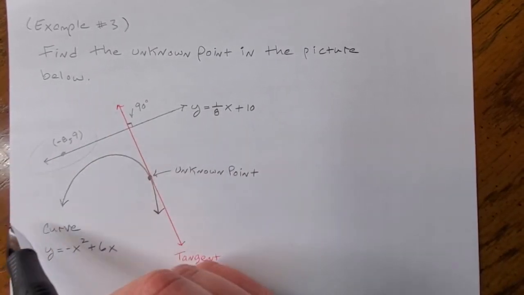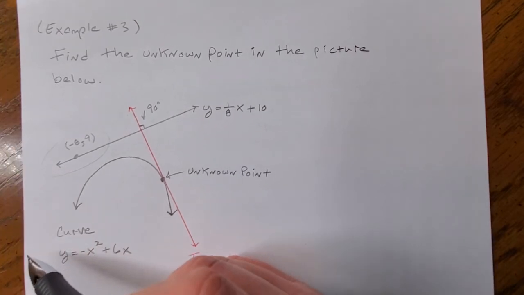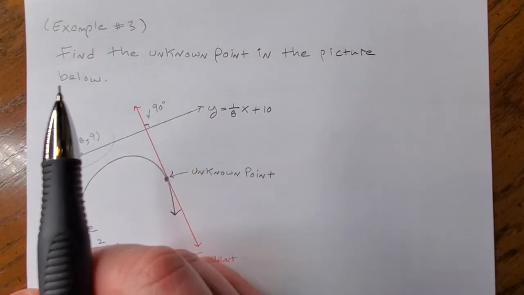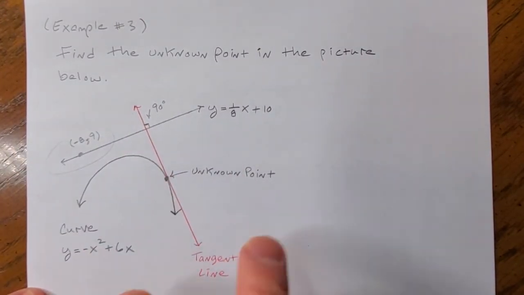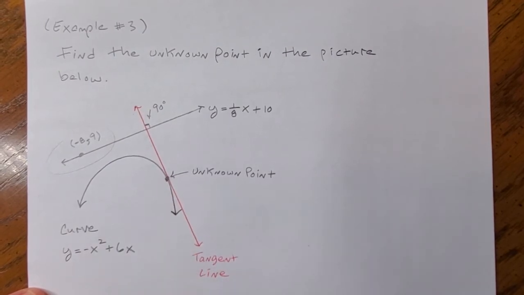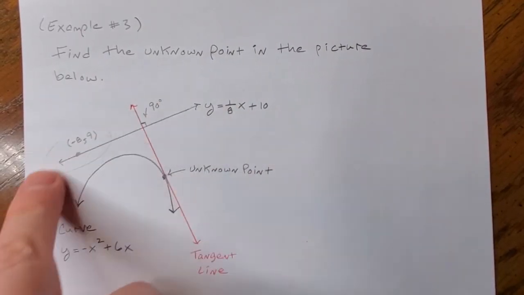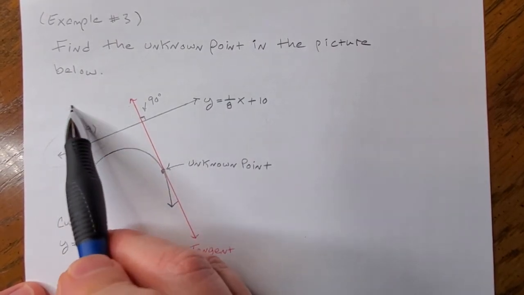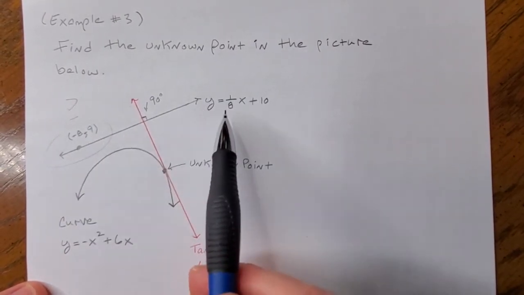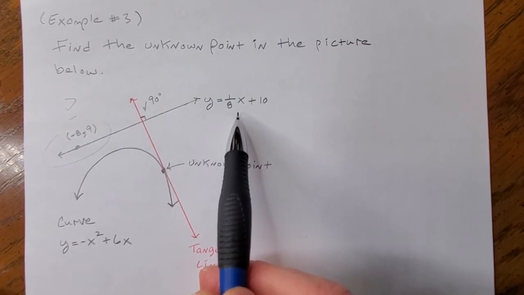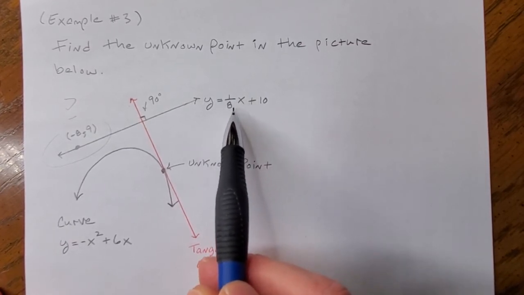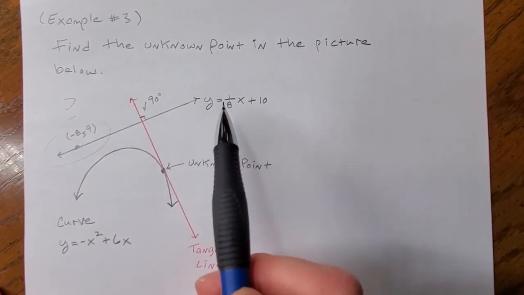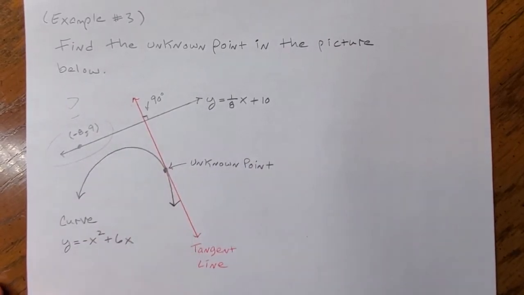So I gave you that, but part of what I'd like you to be able to do is read a mathematical situation given by a picture or not, and figure out what information is important about it and how to use it. This time I gave you that, and that point is on that line. You can check and see if you want to. If you put negative 8 for x, you will get 9 for y. It's true. But I don't see why that's needed.